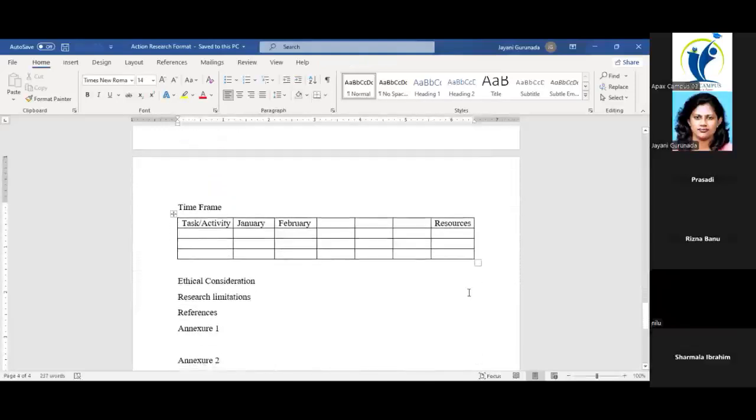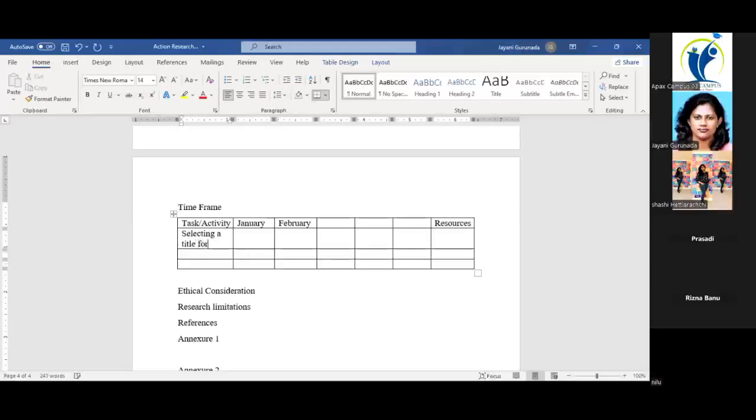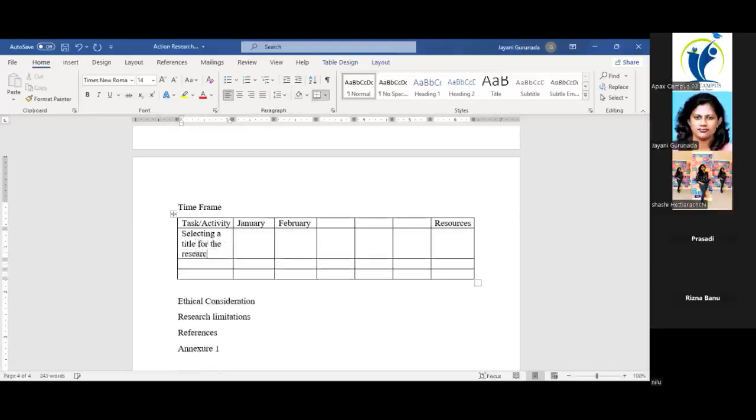This is the time frame. Look here, time frame. I wanted to show you. I'll send this to you, don't worry. Can you see the time frame now? You better have this in Excel. It's better. Task or activity. Now, if I type here, selecting a title for the research. Then January, that you can divide this.